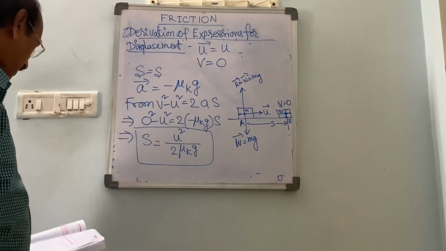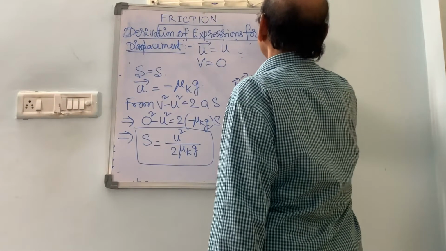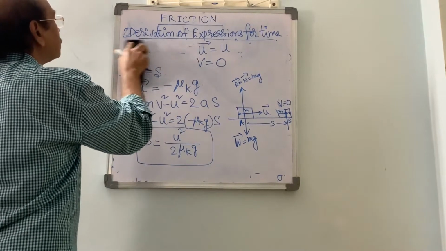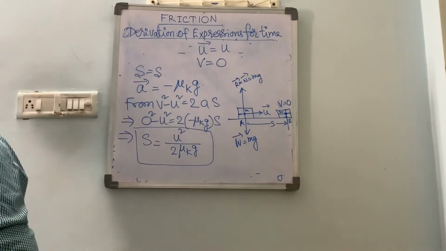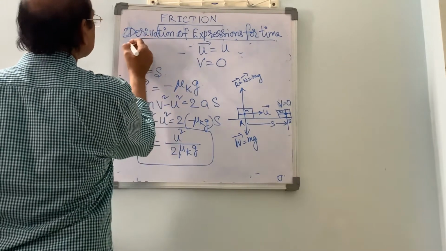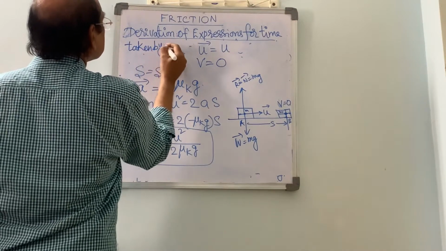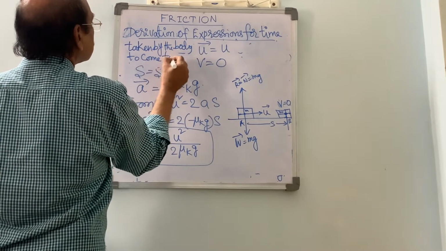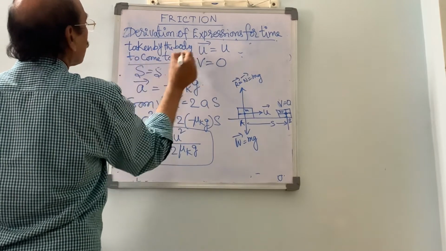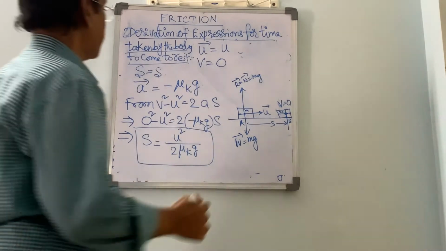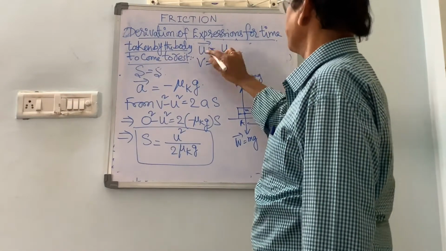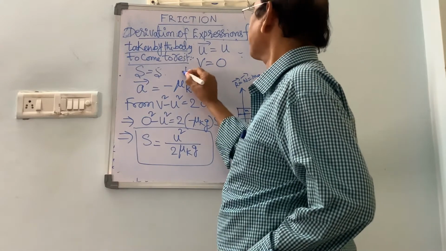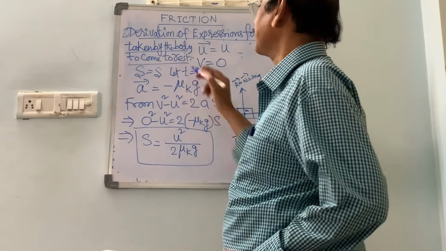Now we derive the expression for the time taken by the body to come to rest. Here the initial velocity of the body is u, the final velocity v is equal to 0, and a is equal to minus mu k g. Let the time taken to come to rest be t.